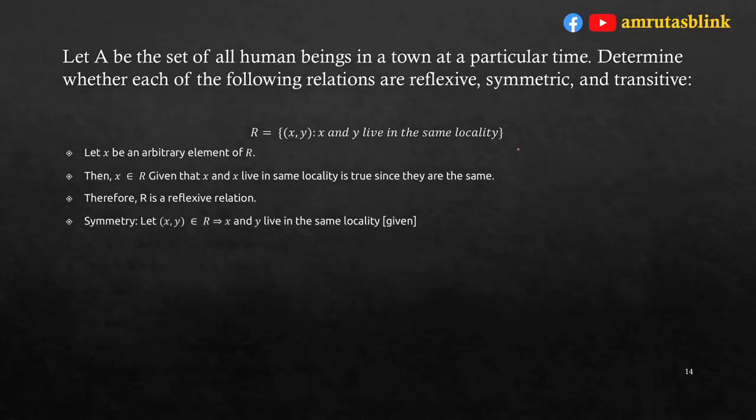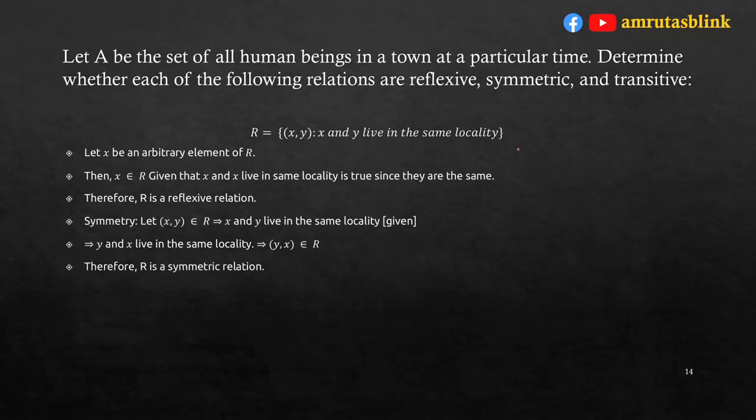Now we'll check whether it is symmetric or not. Let's suppose (x, y) belongs to R, that is x and y live in the same locality. As x and y live in the same locality, we can also say that y and x also live in the same locality. So when (x, y) belongs to R, we can always say that (y, x) also belongs to R, and hence R is a symmetric relation. Now we'll check whether it is transitive.